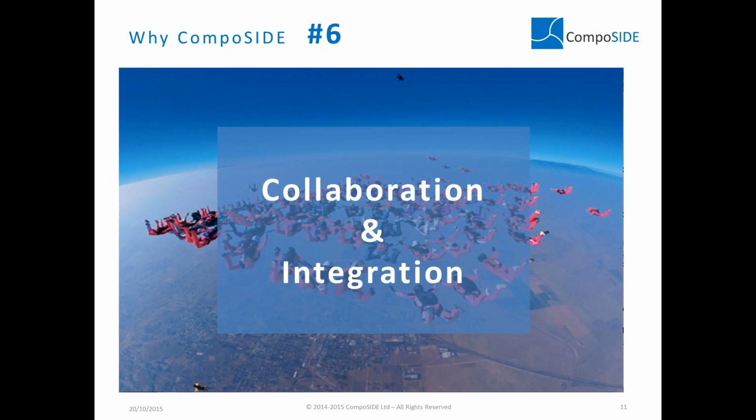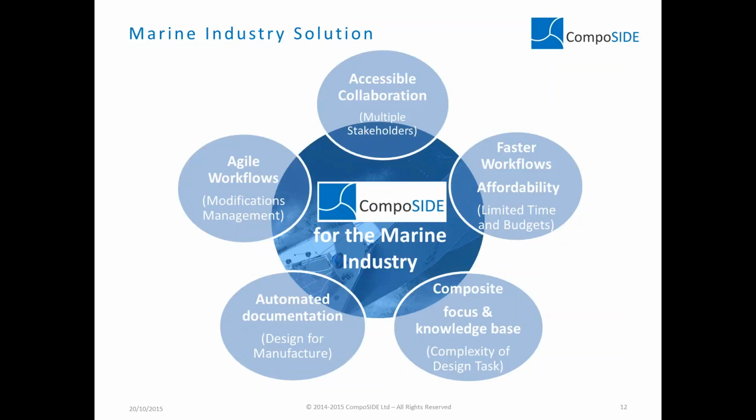That's it, I think, from introduction to CompoSIDE. What we want to really summarize is just to put those features against the challenges that we outlined at the beginning. And if you start looking at it, the first multiple stakeholders challenge has been addressed by the accessibility and collaboration features, which we just discussed. The limited time and budgets have been addressed by agility, fast workflows, and affordability with our licensing model. The complexity of the design task has been addressed by the composite focus and the knowledge-based features, which allow you to retain knowledge within the platform and share it with other people involved in the projects.